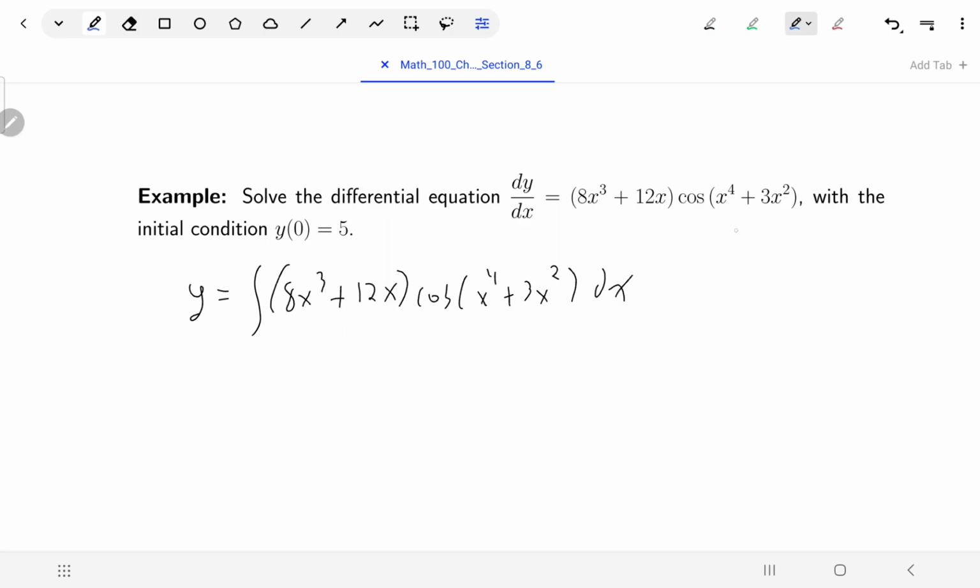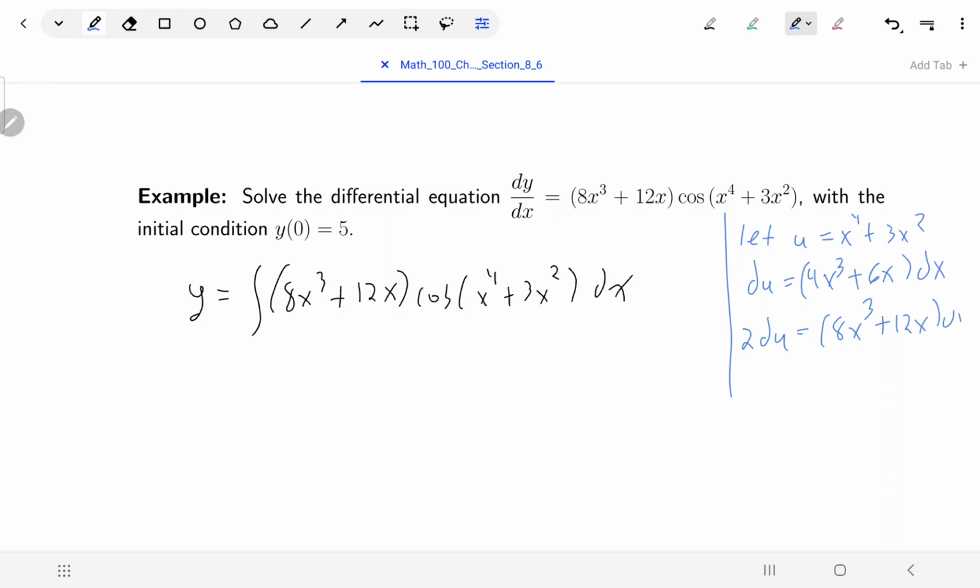So I'm just going to do a little bit of work on the side here. I'm going to say that if we were to let u be x to the 4 plus 3x squared, then we know that du would be 4x cubed plus 6x dx. Like I said, that's not exactly what I have, but I can make it what I have by multiplying by 2. 4x cubed plus 6x, if I multiply that by 2, that'll give me the 8x cubed plus 12x. So it looks like 2 du should be 8x cubed plus 12x dx.